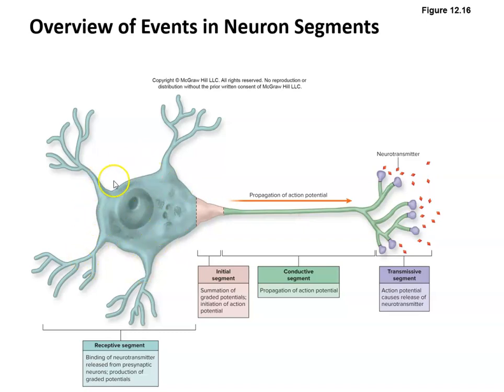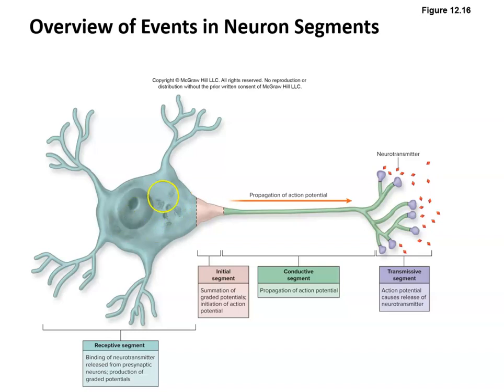Okay, so we have the receptive segment here, the initial segment here, the conductive segment here, and the transmissive segment down here. Let's talk about each one of these segments. The receptive segment, this is where binding of neurotransmitter released from presynaptic neurons is going to occur, and it's going to result in the production of graded potentials. Okay, so graded potentials, that just means changes in membrane potential that vary and that can be added up.